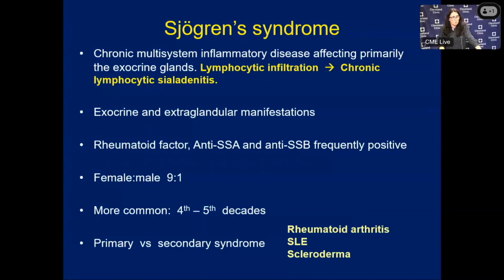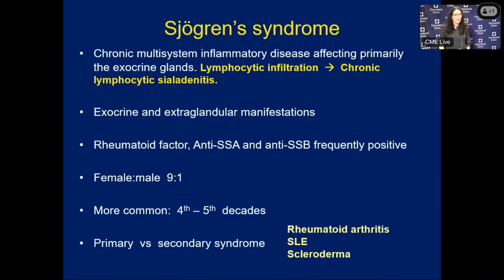Moving on to Sjogren's syndrome. This is a chronic multi-system inflammatory disease affecting primarily the exocrine glands, but also affecting an extraglandular number of organs. It typically causes lymphocytic infiltration that results in chronic lymphocytic sialadenitis. So most typical of this syndrome is the exocrine, but also extraglandular manifestations will be discussed here.